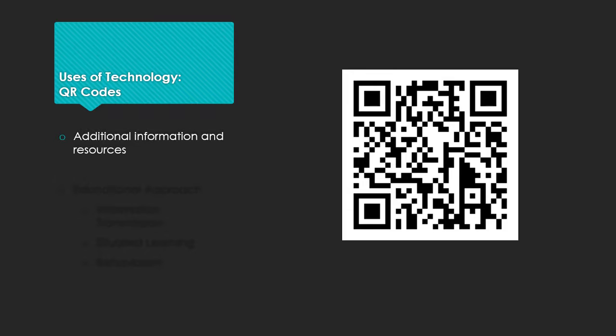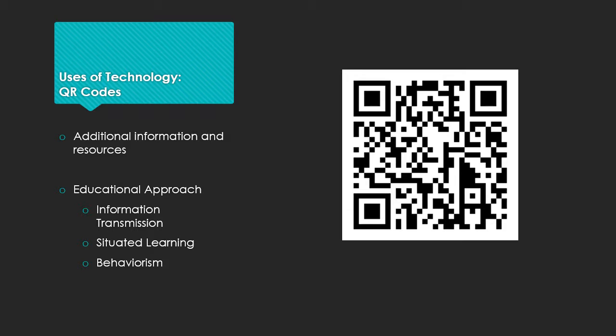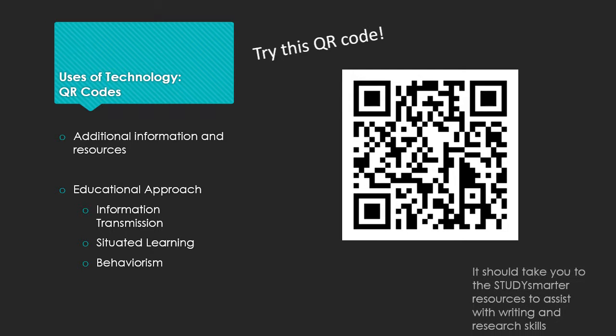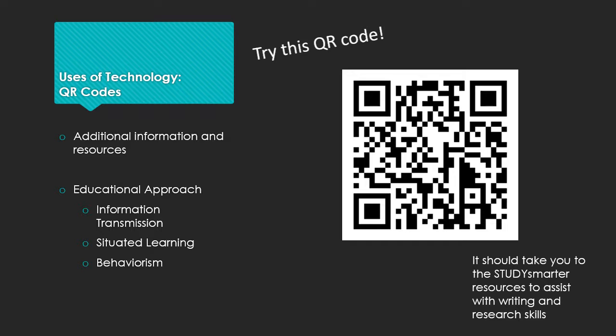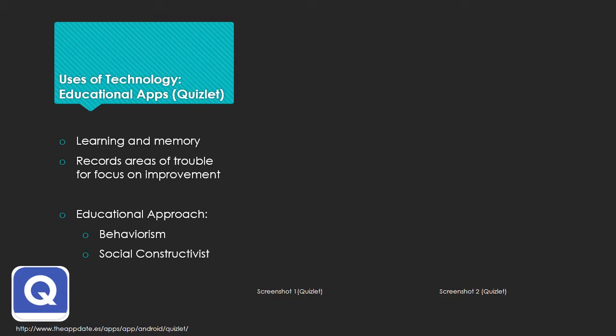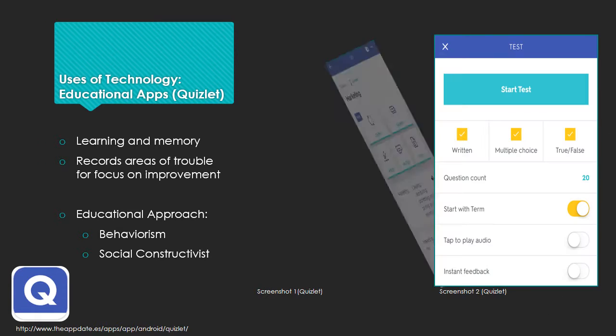QR codes allow teachers and students quick access to materials to support learning such as videos and websites. QR codes are often used when studying commerce. Often they are associated with an information transmission educational approach, and they may be used for situated learning if studying material around campus. QR codes may also feature examples of learning through behaviourism if they link to activities such as quizzes.